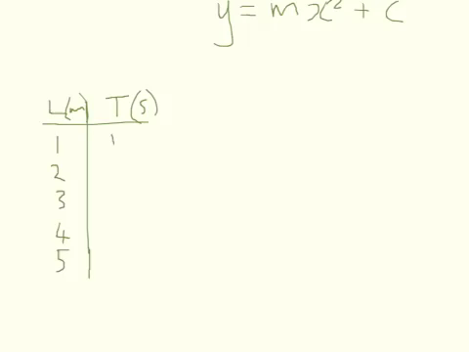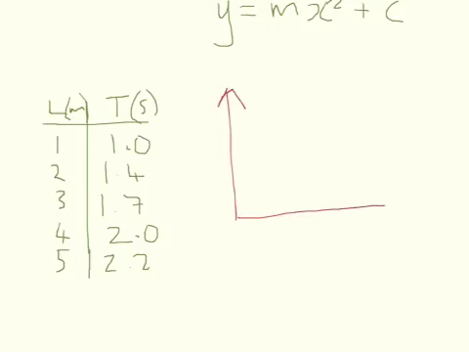Well, square root of 1 is 1. Square root of 2 is 1.4. I don't know the square root of 3, so I'll just quickly pause and get my calculator out. This is 1.7. Square root of 4 is 2. Square root of 5 is 2.2, and they should all be to the same number of significant figures just to make it nice. Anyway, this data will produce a square root relationship. I don't actually need the data at this point, but we draw a graph of that. We should get a curve.